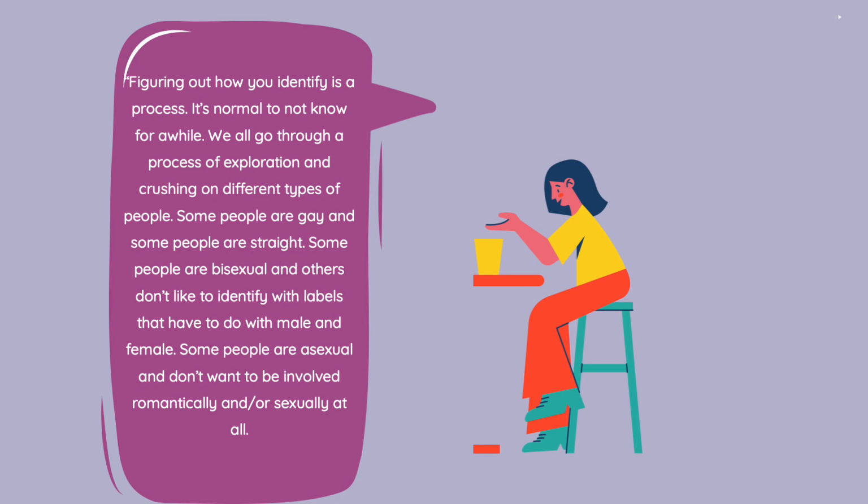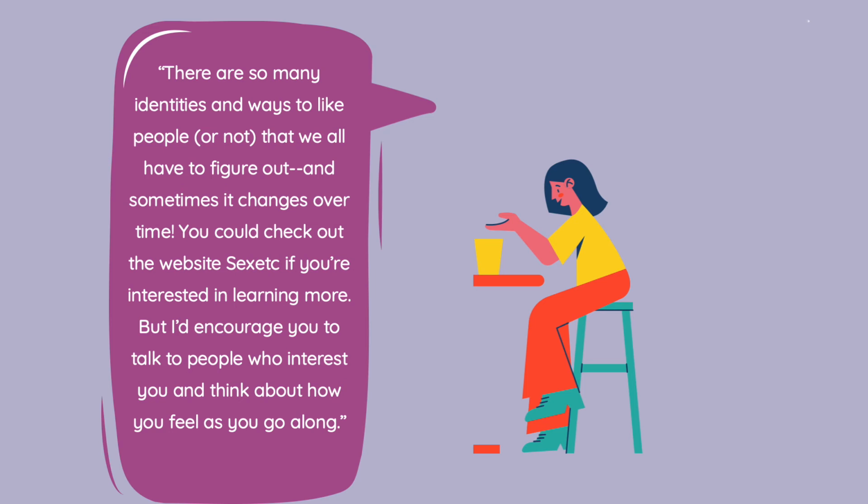"Figuring out how you identify is a process. It's normal to not know for a while. We all go through a process of exploration and crushing on different types of people. Some people are gay and some people are straight. Some people are bisexual, and others don't like to identify with labels that have to do with male and female. Some people are asexual and don't want to be involved romantically and/or sexually at all. There are so many identities and ways to like people, or not, that we all have to figure out. And sometimes it changes over time.